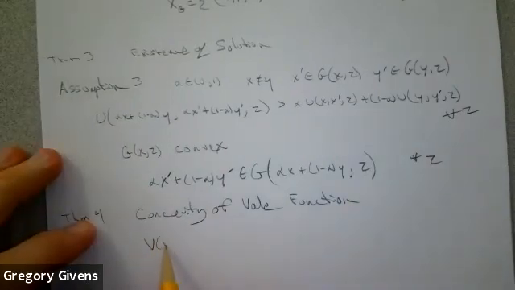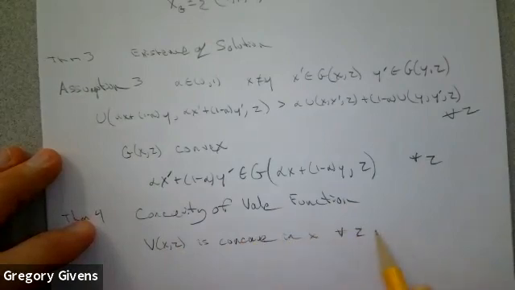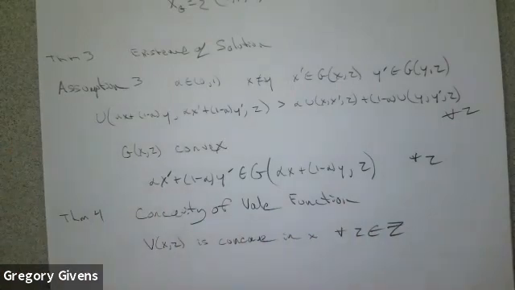So v of x, z is concave in x for all z in big Z. Be careful about that. It's strictly concave in x, not in z.